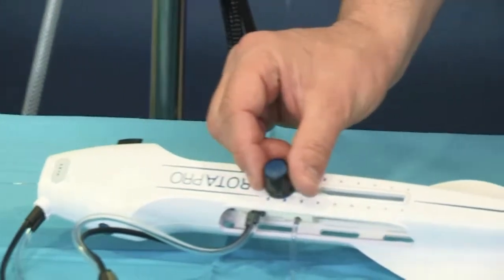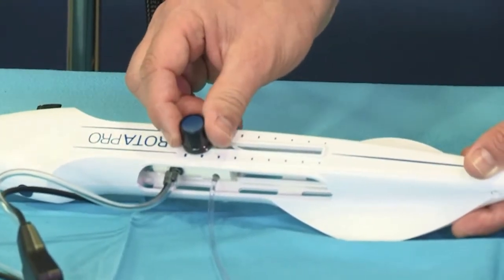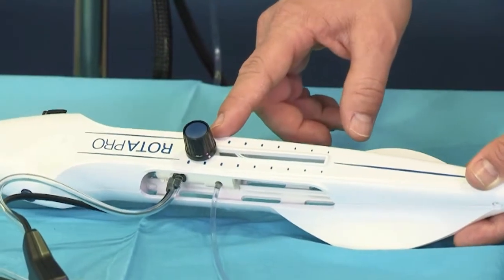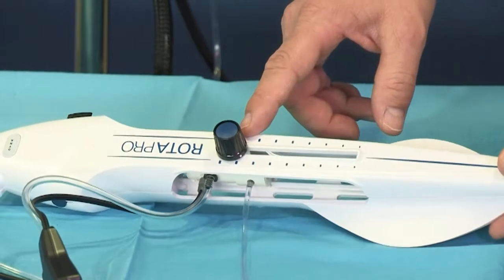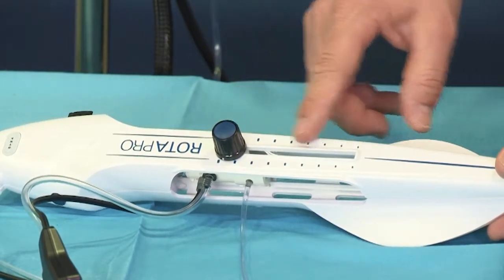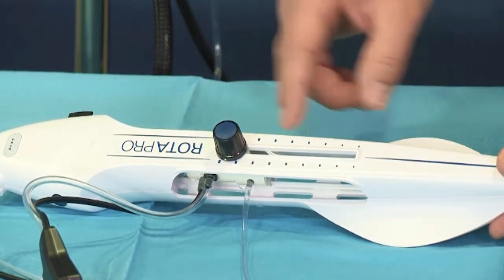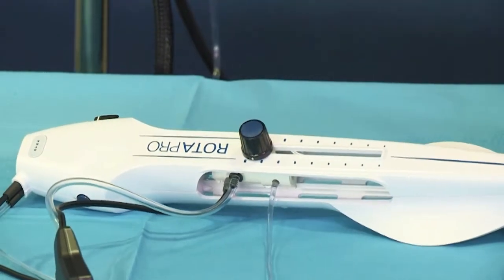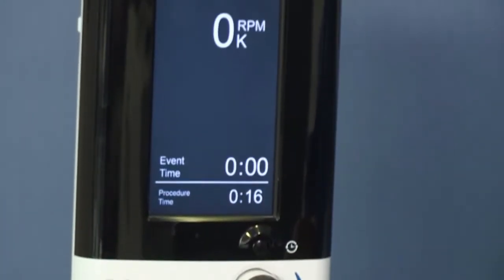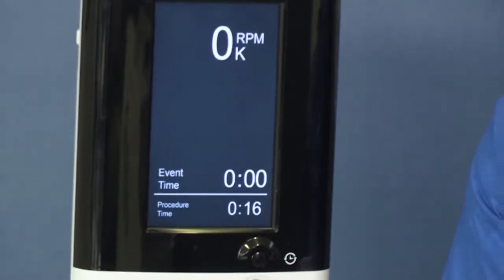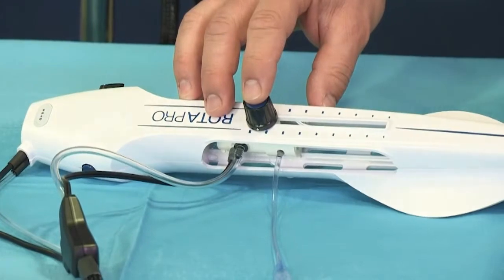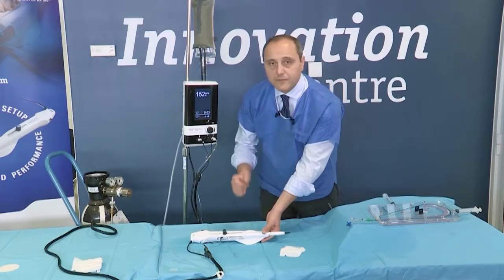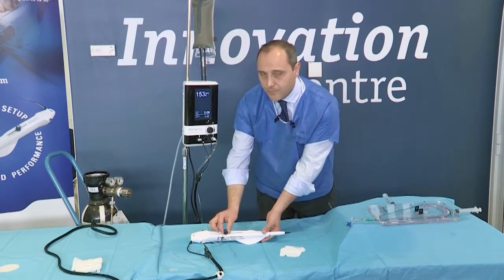And we are ready to start our rotablation session. I just unscrewed a little bit the button here. Please pay attention not only to the movement of the knob here, but also to the messages we receive from the console. Let's start. 152,000 RPM.